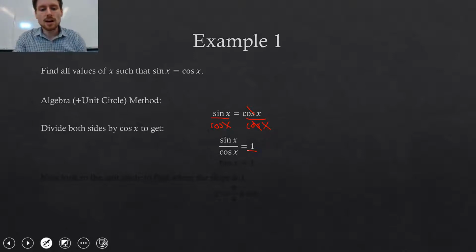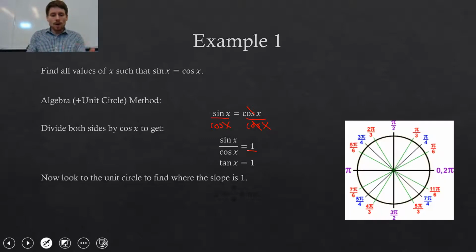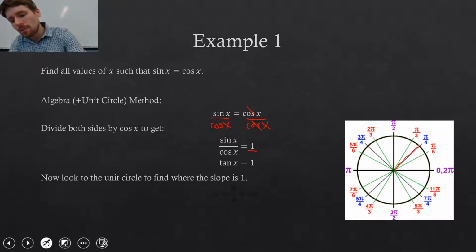And the left-hand side, sine of x divided by cosine x, well, that's equal to the tangent of x. So now it's asking, where on the unit circle is the slope 1? And that's another easy question to answer. What x's, what angles would you plug in and get a slope of 1 out? And we remember that the slope of 1 happens at pi over 4 and also at 5 pi over 4.